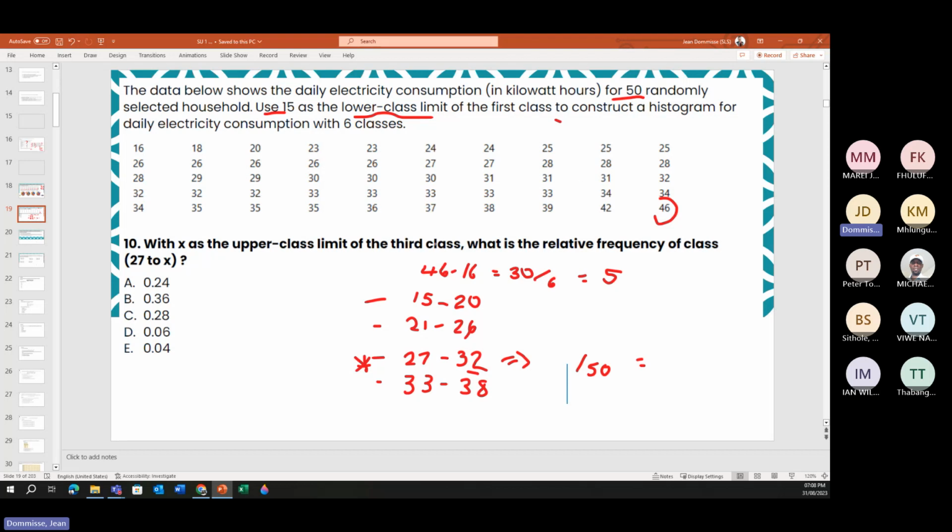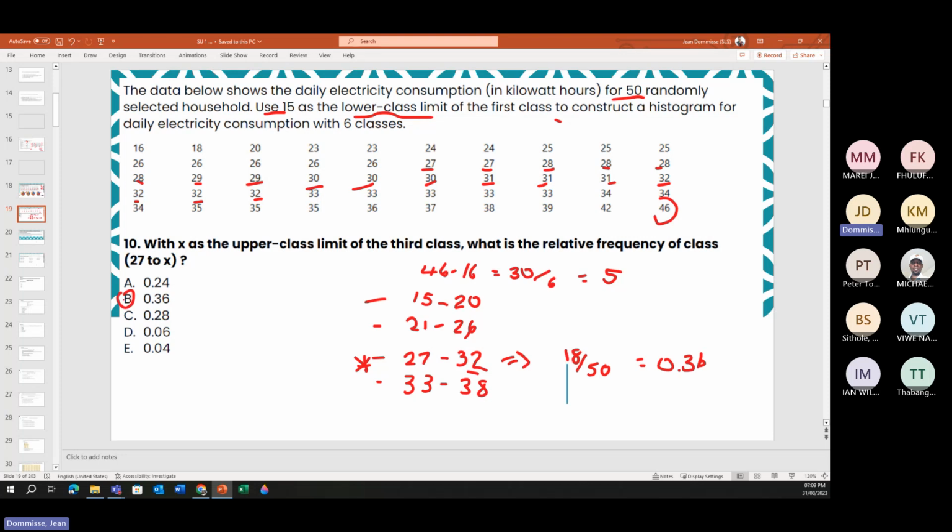Okay, so let's see, from 27: 1, 2, 3, 4, 5, 6, 7, 8, 9, 10, 11, 12, 13, 14, 15, 16, 17, 18. That's a lot. Okay, 18 divided by 50 gives us 0.36. So that was then option B.